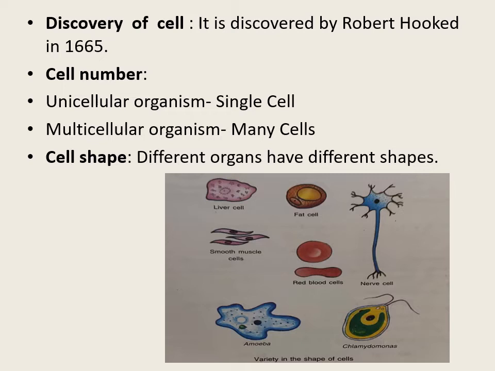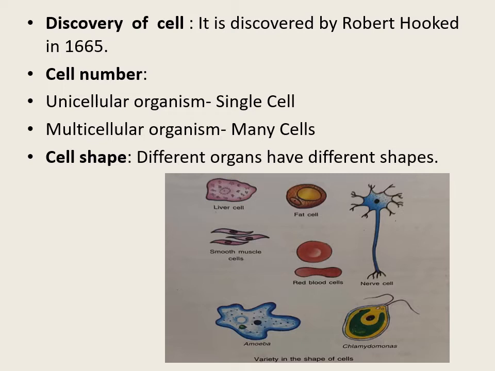Why is it called a structural unit? Because it gives the structure to any living organism. And functional, because of the characteristics of the cell, the human body has some characteristics or some functions. That's why it is called the structural and functional unit of life.